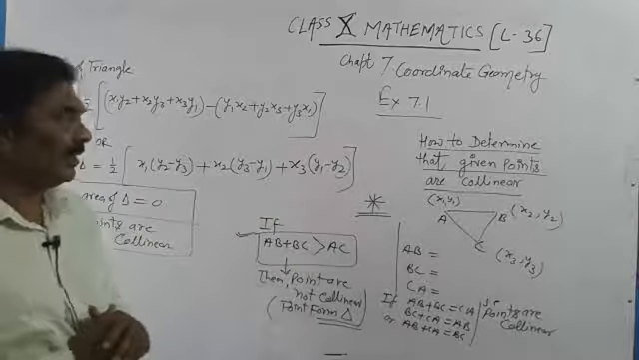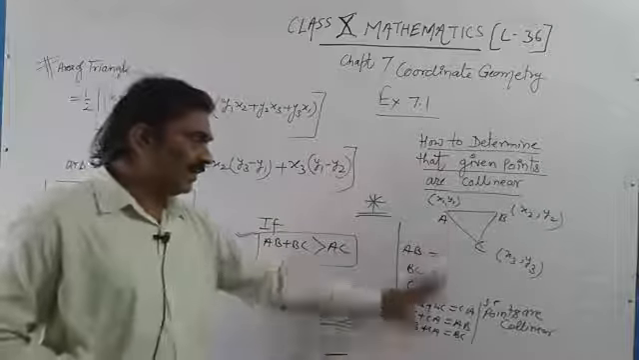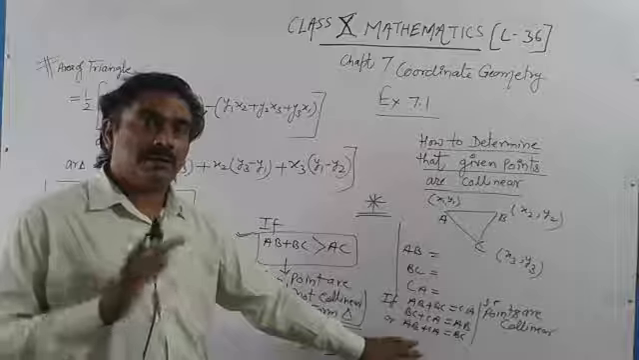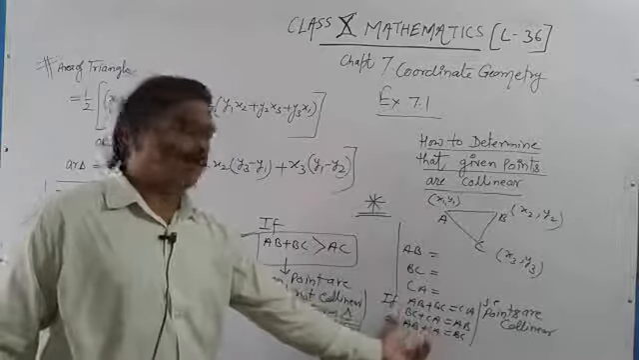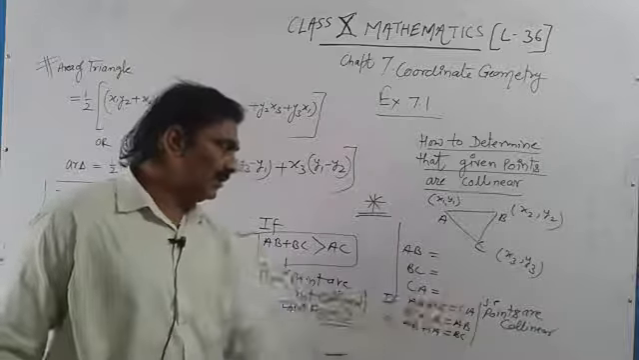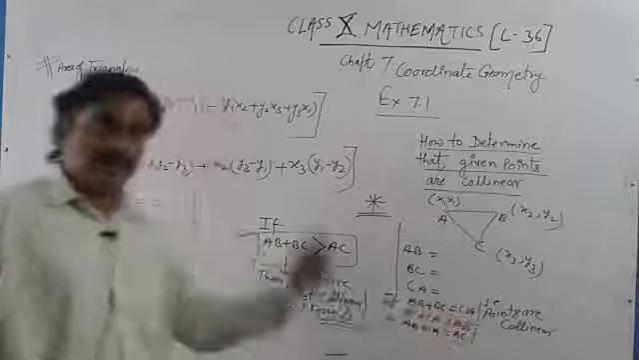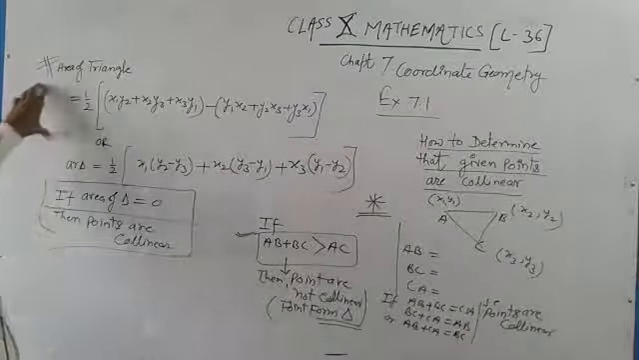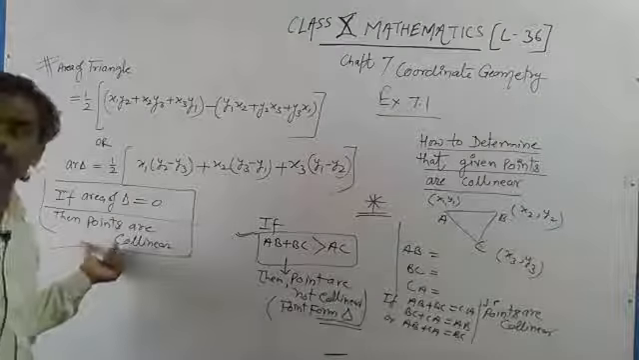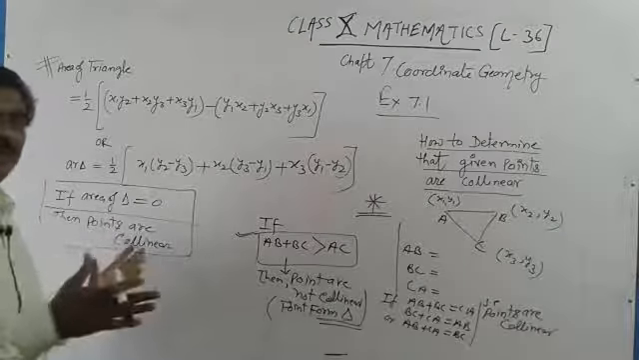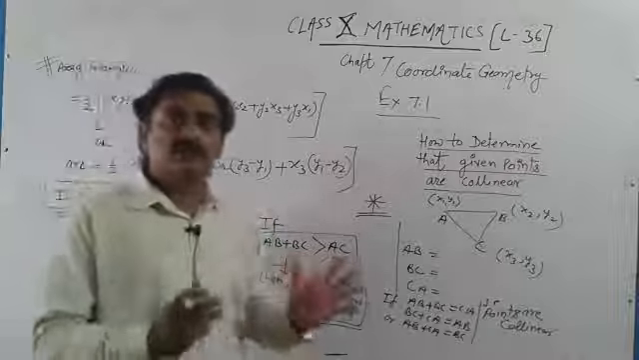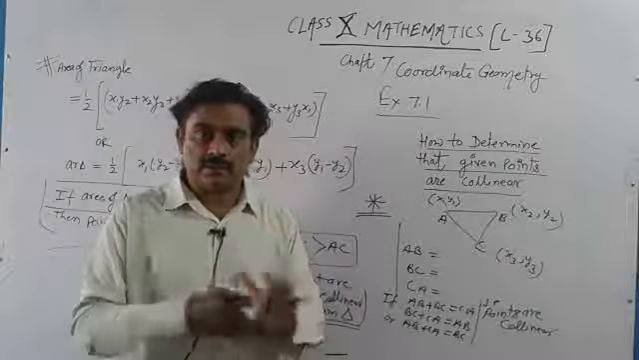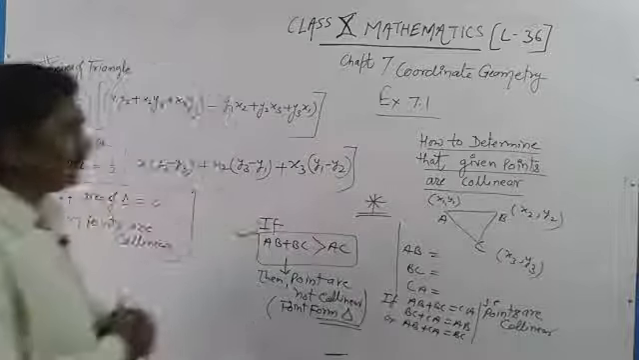So we have discussed the first case: after finding distances between sides, if the sum of two sides is equal to the third side, then the points are collinear. And in the second case, if the area of the triangle formed by the given points is 0, then the points are collinear. I hope you will use these two ways to determine whether the given points are collinear or not. Okay, students, write down these formulas.